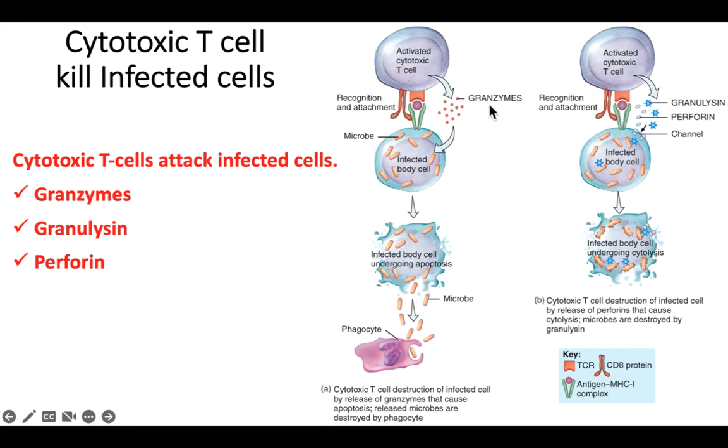This is basically showing the same thing, but over here, this cell happens to use what's called granzymes. This cytotoxic T cell happens to be using granulysin and perforin. Ultimately, we kill the infected cell, and if the virus or microbe gets released, we can phagocytose it, we can use antibodies, but at least we don't have an infected cell with a virus replicating inside of it.